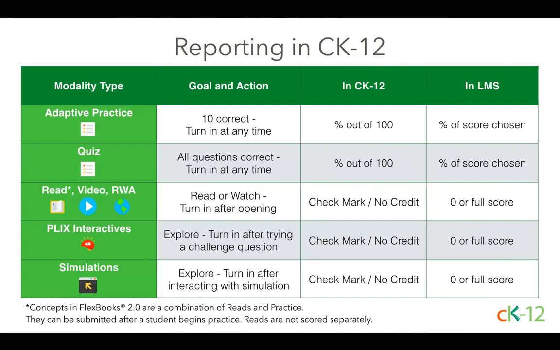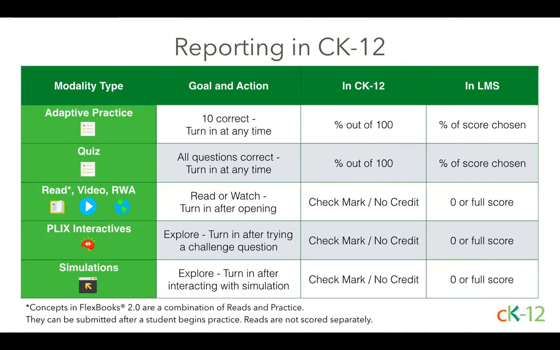If you set that particular assignment to be a different point value than 100 in your learning management system, in this case Google Classroom, then it would just be the percentage of that score. So if you set that for, let's say 50 points, and you got a 25 out of that, that would be the equivalent of the 50% correct on CK-12. So it does adjust accordingly in your learning management system.